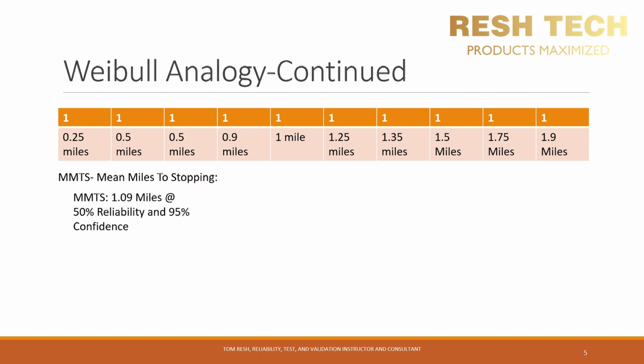Here we can see the reliability and confidence for our particular example tells us our population, based on the 10 subjects, gives us an MMTS of 1.09 miles at a 50% reliability and 95% confidence level, which means that 50% of the population is predicted to be able to run at least 1.09 miles before running out of breath at a 95% confidence level.